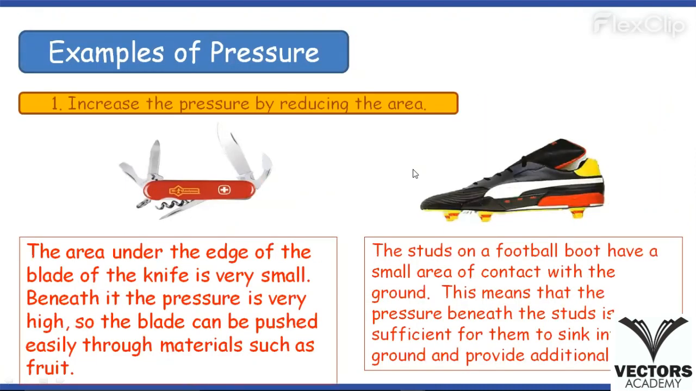Examples of pressure: increasing the pressure by reducing the area. The area under the edge of the blade of a knife is very small. Beneath it, the pressure is very high. So, the blade can be pushed easily through materials such as fruits. The studs on a football boot have a small area of contact with the ground. This means that the pressure beneath the studs is sufficient for them to sink into the ground and provide additional grip.